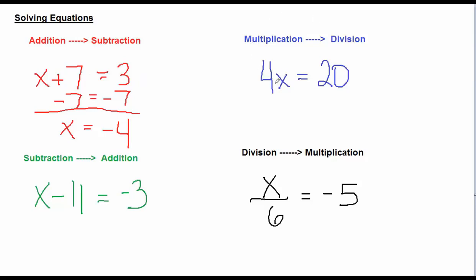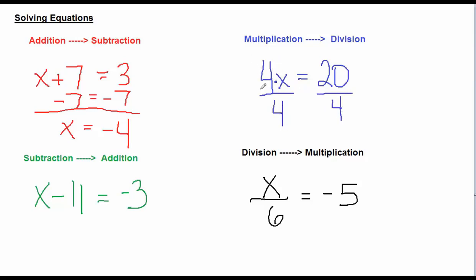Here, we have a 4x. Now, that means 4 times x. So again, I need to ask myself, well, what's the opposite of multiplication? Well, the opposite of multiplication is just division. So we'll use division to both sides of the equation to get the x by itself. So the opposite of times by 4 is divide by 4. We'll divide both sides by 4.